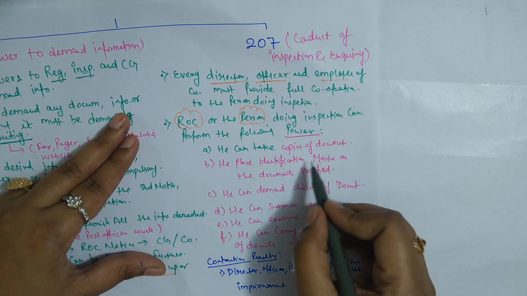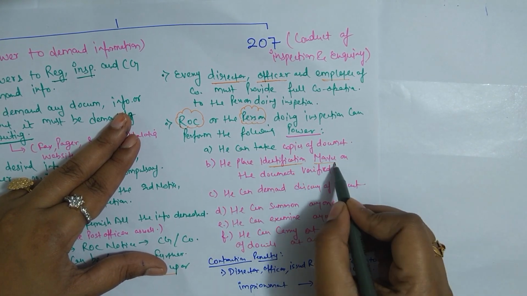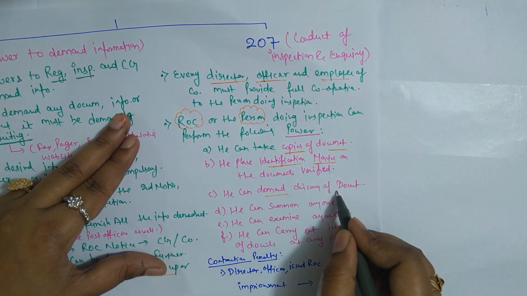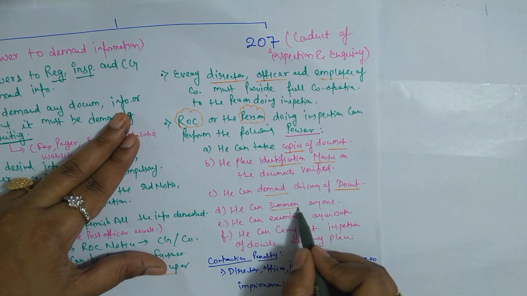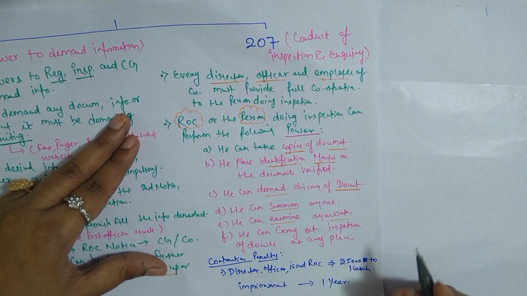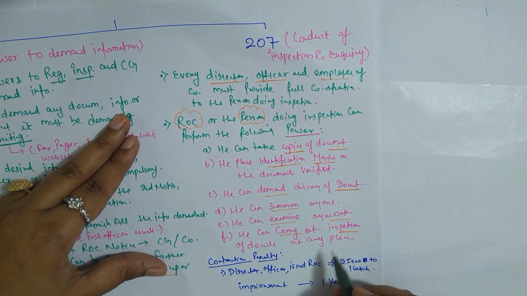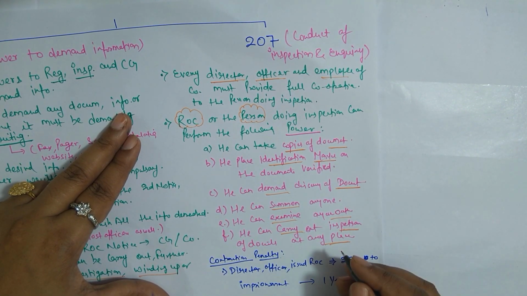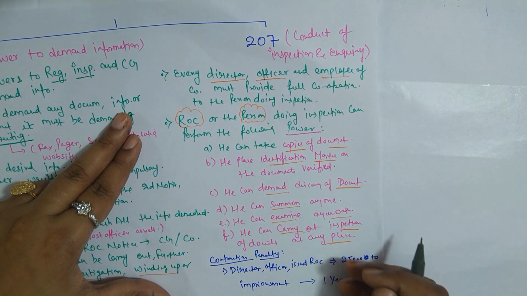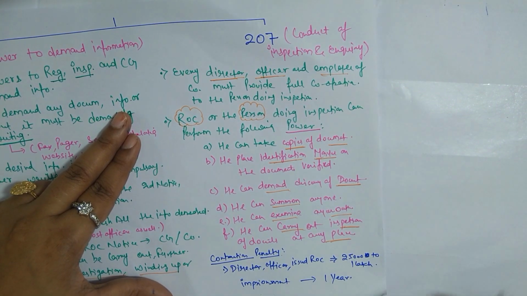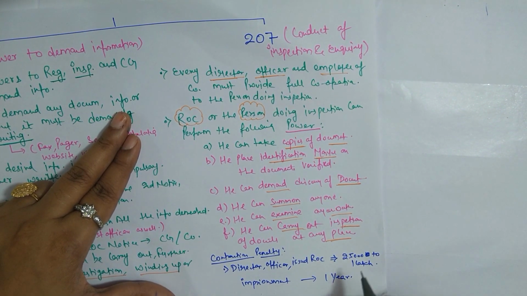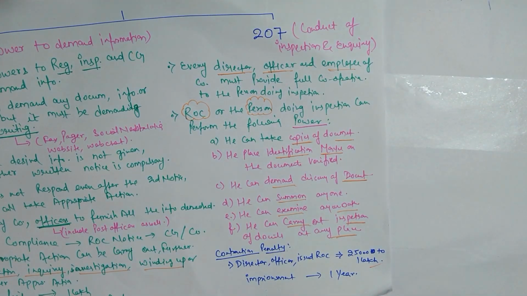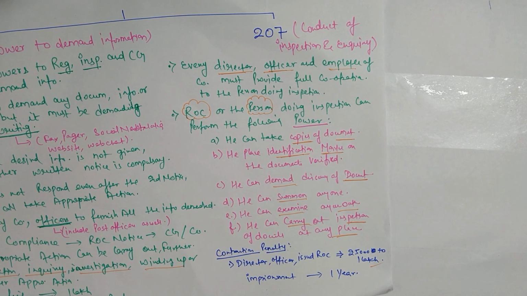The powers are to put an identification mark, to take copies of the document, and to demand any document discovery. He can summon them, he can examine on oath, he can carry out inspection at any place which is suitable for him. And the last one, if you are not fulfilling the condition, then the directors and officers of the company have to pay a penalty. So the penalty is 25,000 to 1 lakh and the imprisonment is up to 1 year. This is all about section 206 and 207.